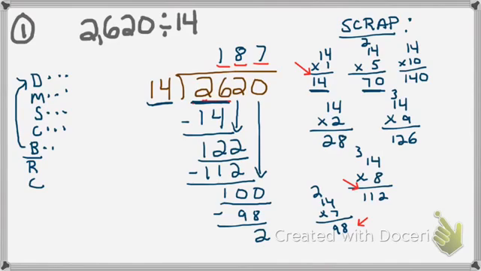I move to my next letter, which is R. It stands for remainder. Do I have a remainder to write? Yes, I do. My remainder is 2. Remember, if the remainder is 1 or more, you write it down, but if the remainder is 0, you do not write a remainder of 0. Okay, so I wrote my remainder, and my next letter is C, and that means circle my final answer.